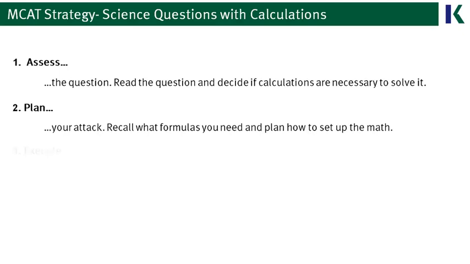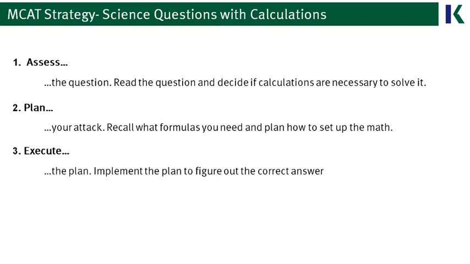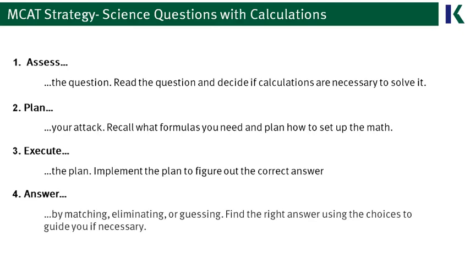Then we come to the execute step. All you really want to do here is follow your plan. Make sure you get those calculations done if you need to do them. And then finally, you're going to answer. And the answer part, like we've been saying before, you could match your answer to the calculations, but you can also eliminate, or if you need to, guess. One important part about the answer step is to continually look at the answers while you're executing your math. If the right answer becomes obvious before you're finished with the calculations, then it's fine to go ahead and pick it and move on. You don't want to do more math than you need to.